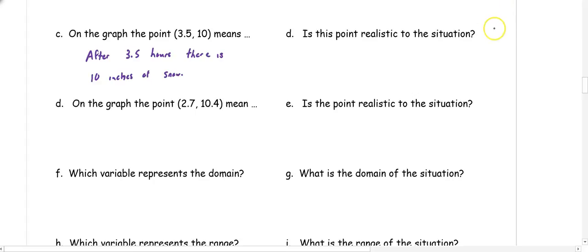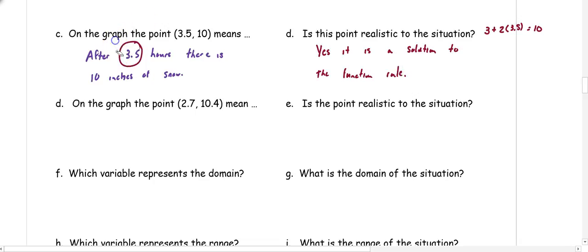So we need to test our points. Remember our equation is 3 plus 2 times the number of hours, which in this case would get us 10. So is it a realistic point? Yes, it is a solution to the function rule. So this time, it's okay to have decimals because decimals work based on what our input is of hours.